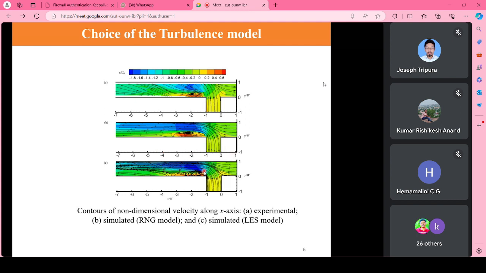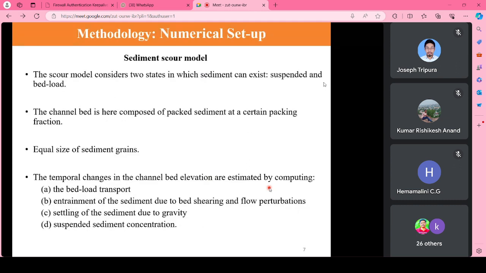So I demonstrated here the choice that I made based on the logic arising from the comparison of experimental and simulated results from both models, the RNG model and the LES model. So now it's clear why I have chosen the RNG model. Now I will go to the sediment transport model. Till now I have discussed the hydrodynamic model that concerns the flow of the water.